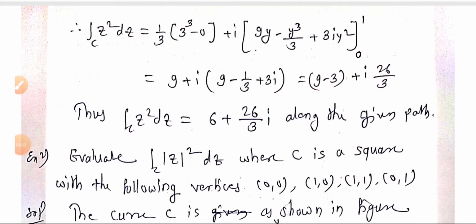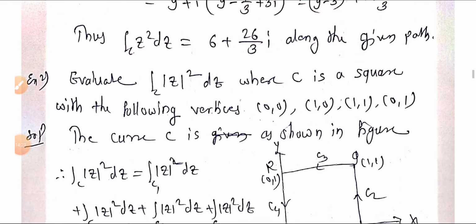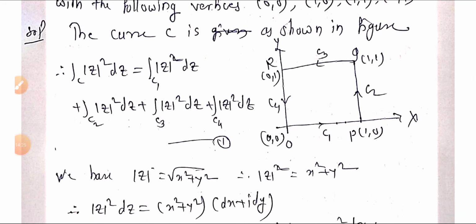Next example, evaluate the integral over c of mod z whole square dz, where c is a square with the following vertices: 0 comma 0, 1 comma 0, 1 comma 1 and 0 comma 1. So what is c? The curve c is given as shown in the figure, which passes through the points 0 comma 0, 1 comma 0, 1 comma 1 and 0 comma 1, which gives a square.